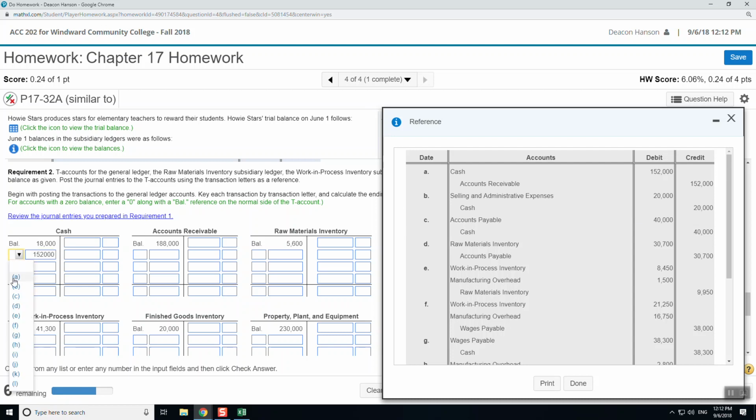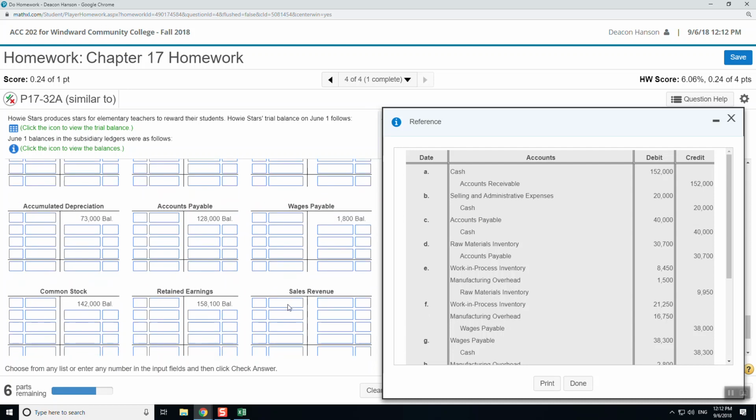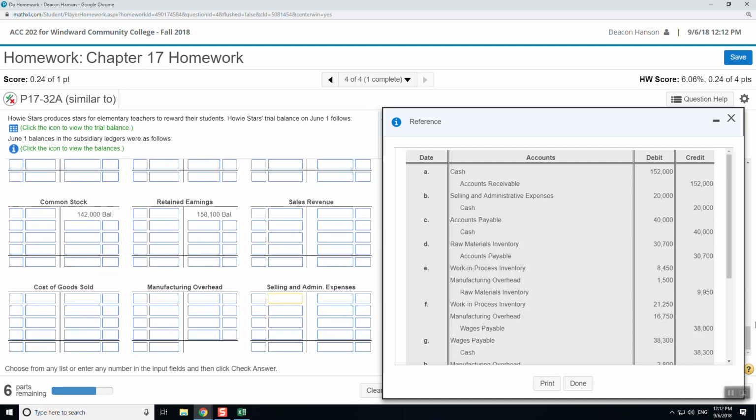See, what they're using as a reference is the journal entry number, which is in the date column. Journal entry letter, right? So that's A, and then accounts receivable, got the credit of 152. So good refresher. Selling and administrative expenses, they got debited. I'm on B now. B, and cash got credited.